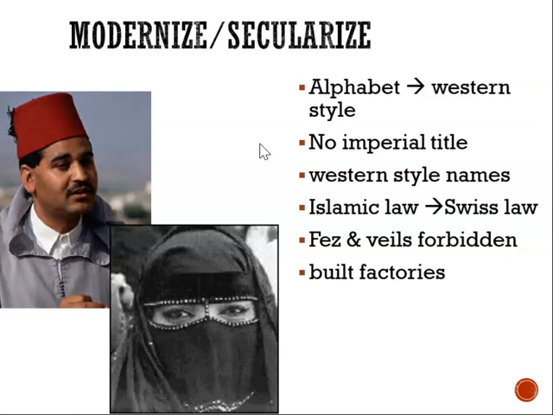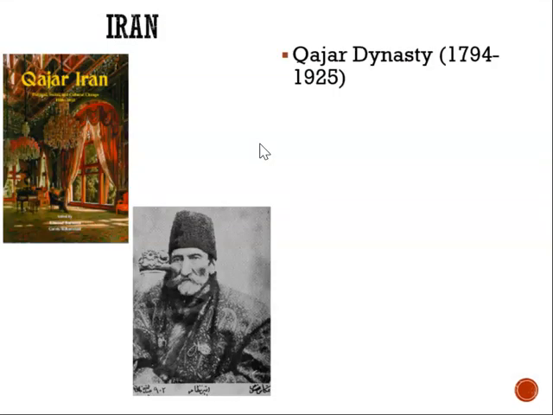He begins to industrialize Turkey, building factories and so forth. But again, it is autocratic. All opposition is suppressed, forced out, imprisoned, things like that. So Turkey has changed. Now, what about Iran?